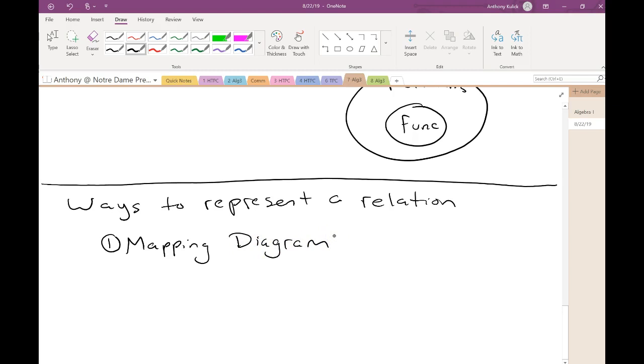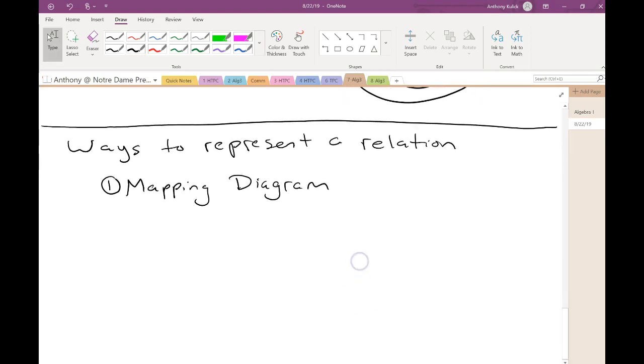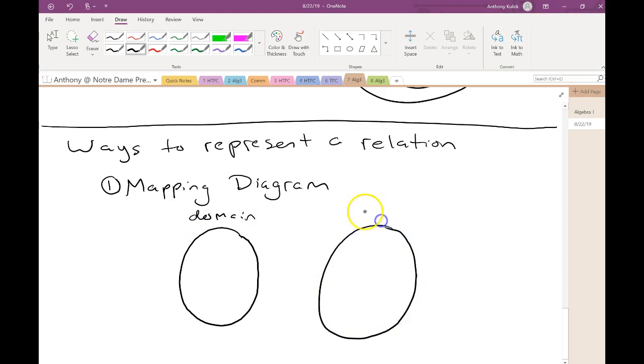So the first way that we have to represent a relation is with something called a mapping diagram. What a mapping diagram looks like is it's going to be two ovals. The first oval represents the domain. And the second oval represents the range. What we'll do then is write in the members of the domain inside of that oval. So maybe this domain contains the numbers 1, 7, negative 3, and 5. And then we'll do the same thing in the range, where we'll write in the numbers that are the members of the range.